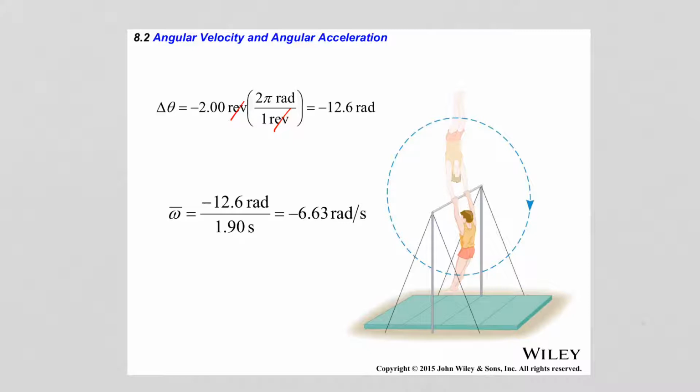Then I apply the definition of angular velocity. That is the angular displacement divided by the elapsed time. And as a result, the angular velocity is negative 6.63 radians per second.